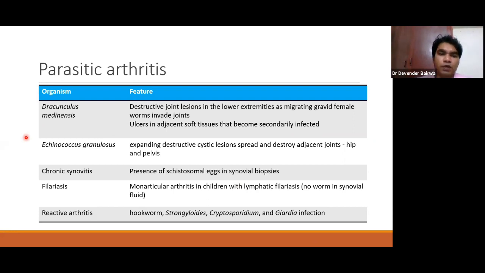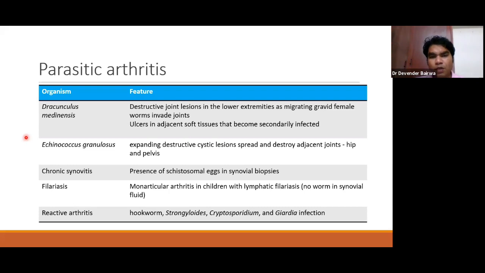Echinococcus granulosus, as we know, causes hydatid disease. It can lead to formation of big cystic lesions. They can be expanding, destructive, and they can destroy the surrounding joint. Most commonly, it involves the hip or pelvis. Then schistosomiasis can be one of the reasons for chronic synovitis, as schistosomal eggs have been found in synovial biopsies. Filariasis is common in our country.